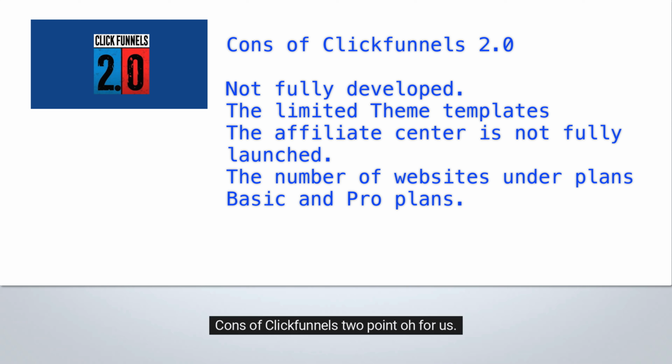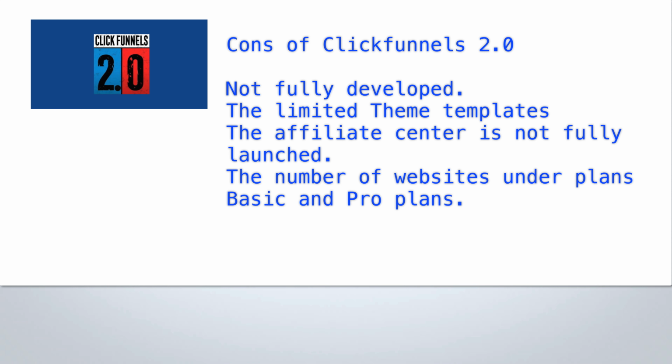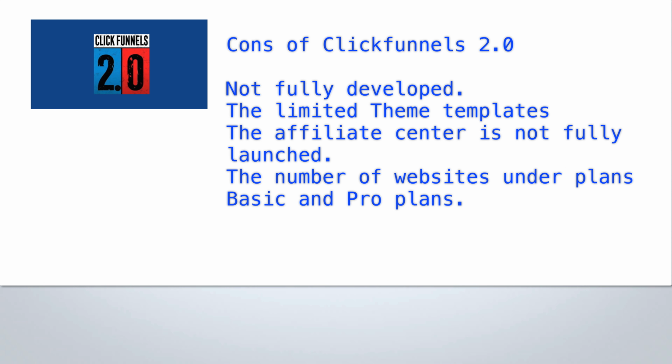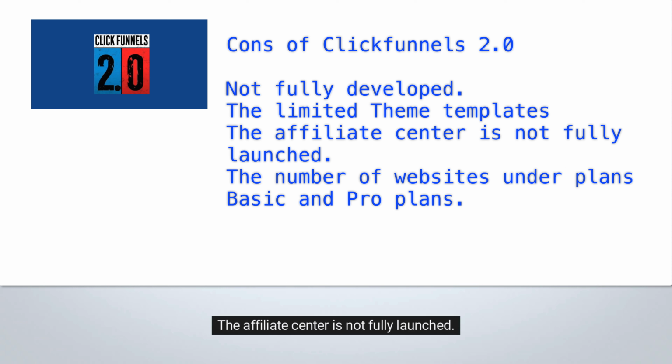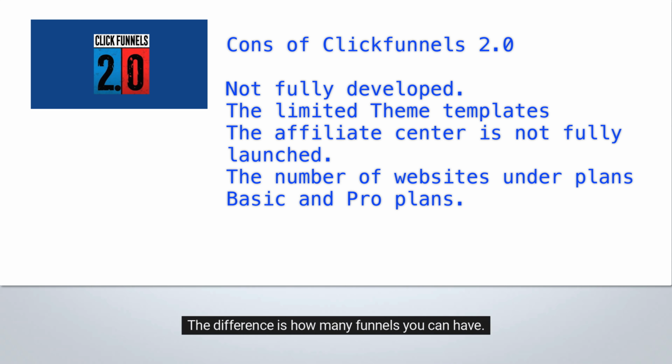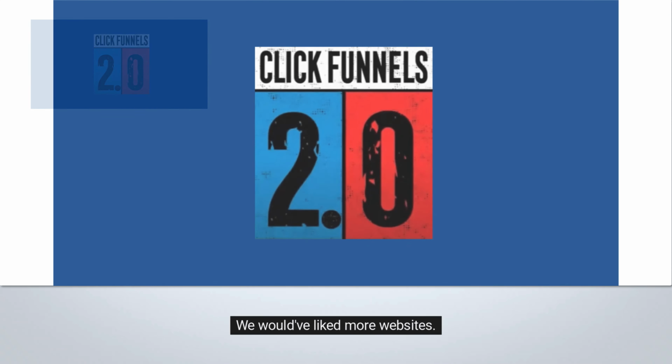Cons of ClickFunnels 2.0 for us. The platform is not fully developed, meaning some features are coming soon. Of course, it's a temporary hindrance. The limited theme templates to choose from, which is a temporary hindrance as well. The Affiliate Center is not fully launched. The number of websites under plans Basic and Pro: you can only have one website under both plans. The difference is how many funnels you can have. We would have liked more websites.